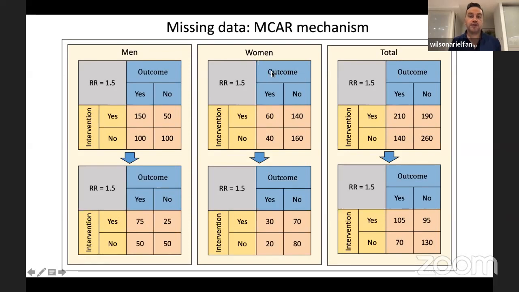It has nothing to do with the outcome, it has nothing to do with the gender, and therefore the risk ratio was 1.5, 1.5, and 1.5 here, when you sum up the men and women. Okay, so this is missing completely at random.